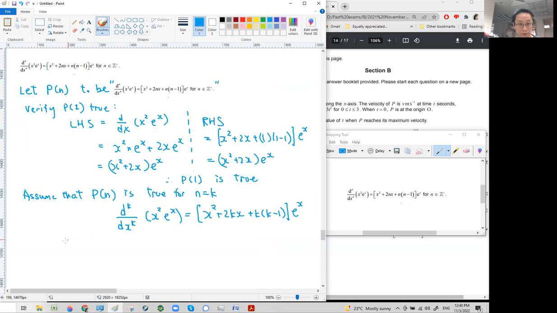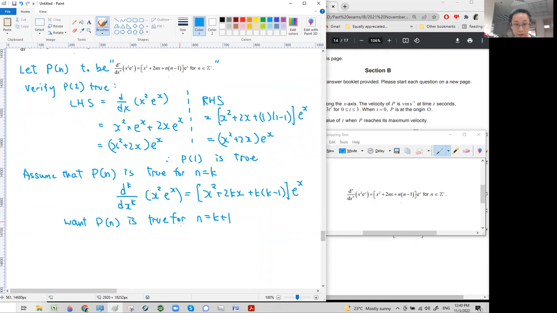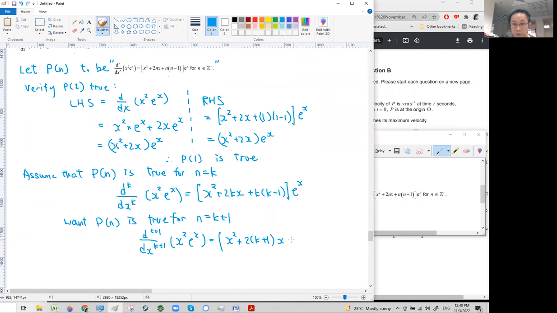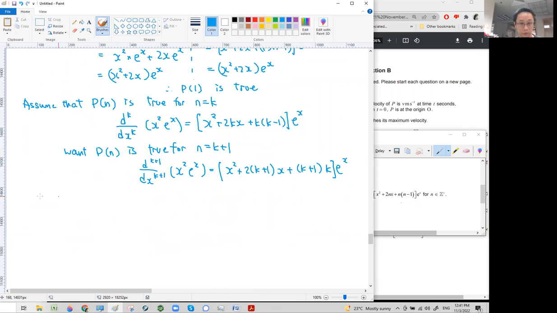We want to show that Pn is true for n equals k plus 1. Another good habit, I think you should replace all the k's in the line above with k plus 1, just to see how the thing would look. X squared plus 2 bracket k plus 1 x plus k plus 1 bracket k e to the x. Oops, wrong bracketing.